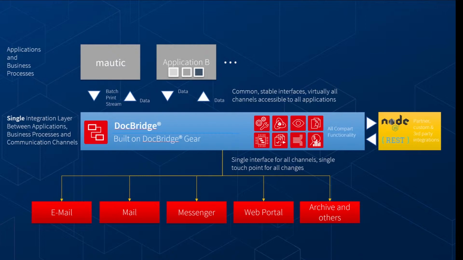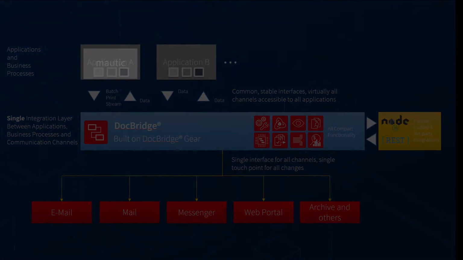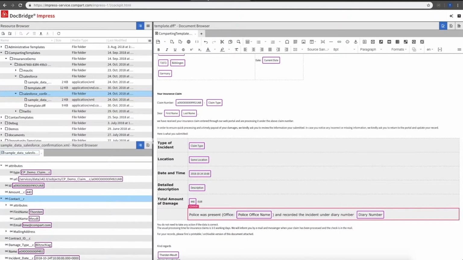Let's have a look at some of the prep work that's necessary in order to run the demo. First of all, I need to have my templates ready in DocBridge Impress, which are being used to create the different forms of communication that go back and forth between us and the consumer. That is something which has already been prepared using DocBridge Impress. You can see the Impress Designer here.